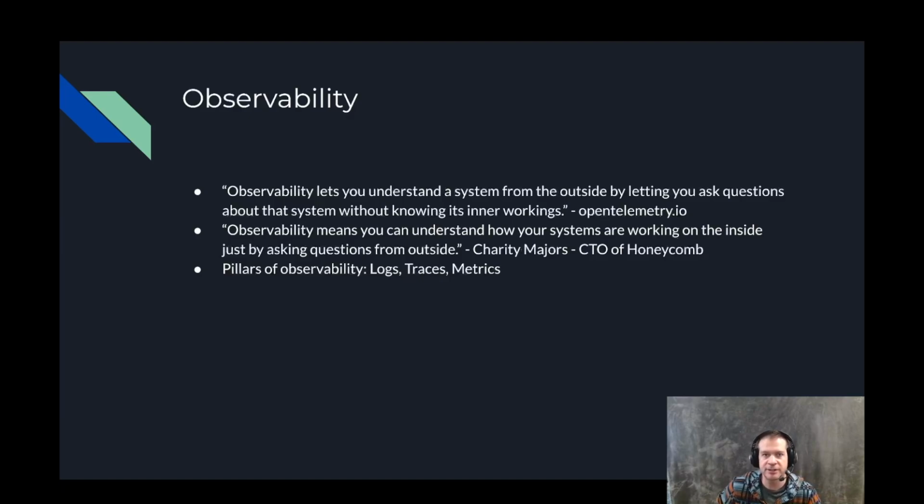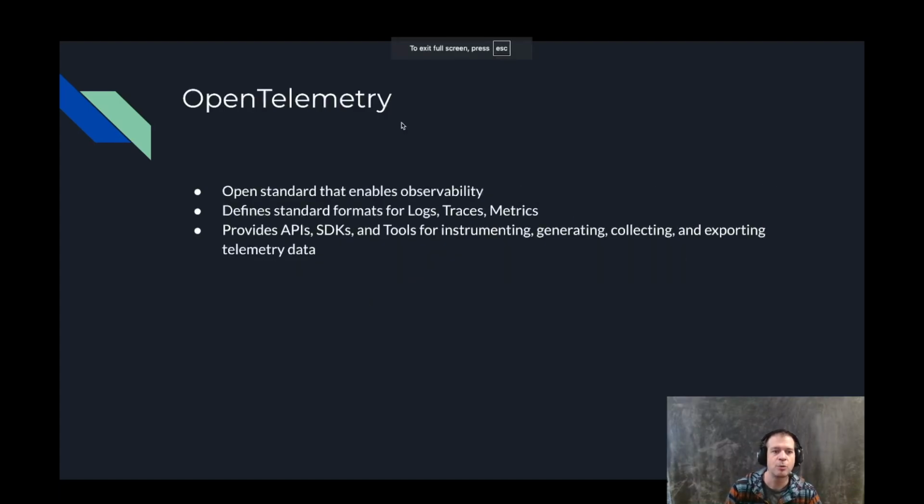Now, within observability, there are what's called the pillars of observability, and these are logs, traces, and metrics. These three pillars of observability also tie directly into OpenTelemetry. OpenTelemetry then is an open standard that enables observability. It defines standard formats for these three pillars, the logs, traces, and metrics. And then it also provides a number of APIs, SDKs, and tools that you can use in order to instrument your applications and set them up so that they export telemetry data to a telemetry backend.